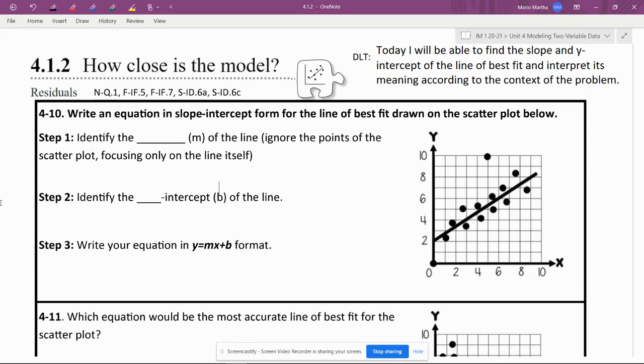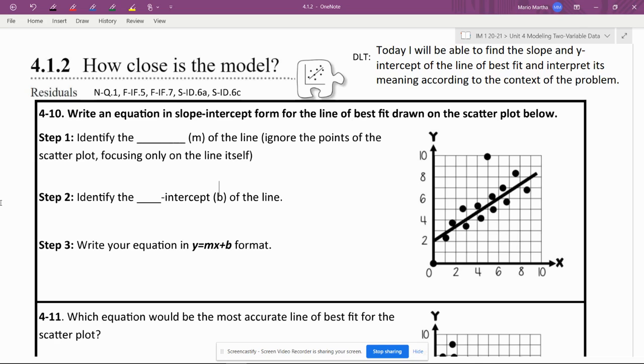Today's topic 4.1.2: How close is the model? The daily learning target is: today I'll be able to find the slope and the y-intercept of the line of best fit and interpret its meaning according to the context of the problem. So again, we're continuing with statistics. We're still looking at the line of best fit. We want to figure out what is the best one, right? That's what's called the line of best fit, because we do want to make sure that it makes a really good prediction. So we're going to start off again with problem 4-10.